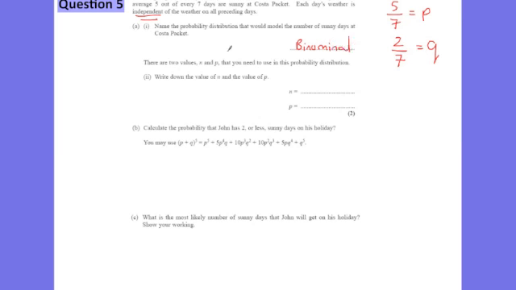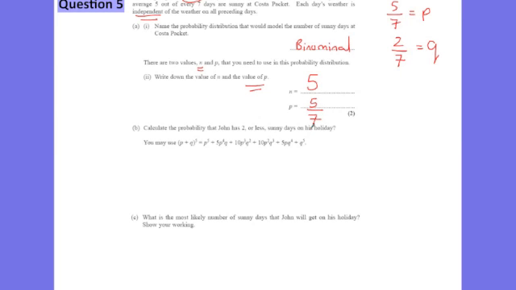We're asked what are the two values of n, that's the number, and p that you will need to use in this probability distribution. N is how many days. Here we're told John is going on a 5-day holiday. The value of p is the probability of success, the probability it is sunny, 5 over 7.